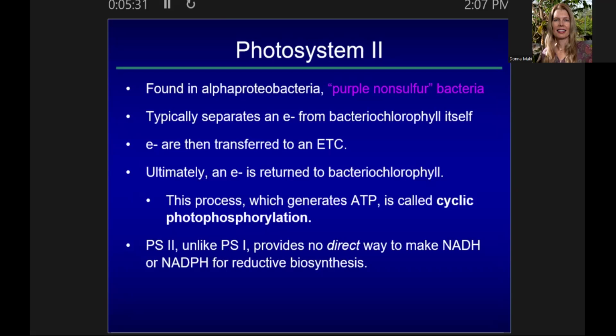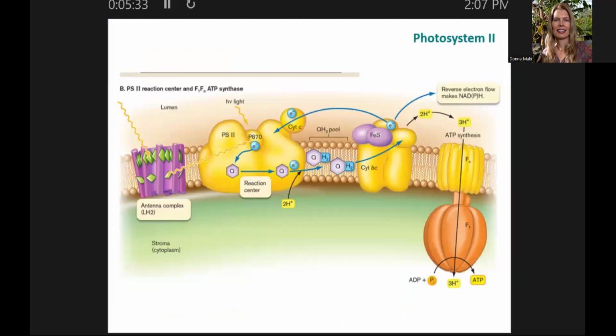So let's look at a picture. This is if they just use photosystem 2. So this big yellow blob is your reaction center. Here's the bacterial chlorophyll electron getting excited by light energy. And you can see if you follow the blue arrows again, it's just going around and around and around. And so it comes back and then gets hit with light energy and then goes around and around and just keeps zooming around like that.